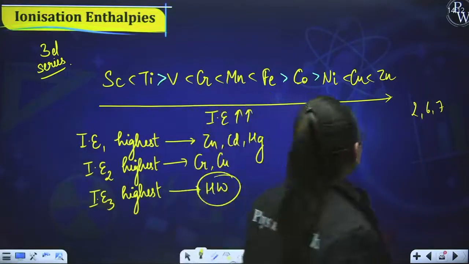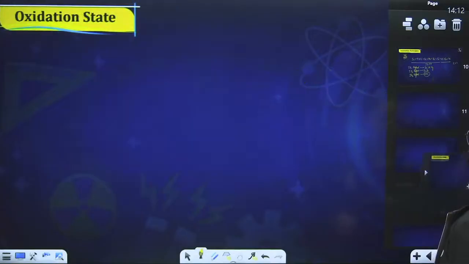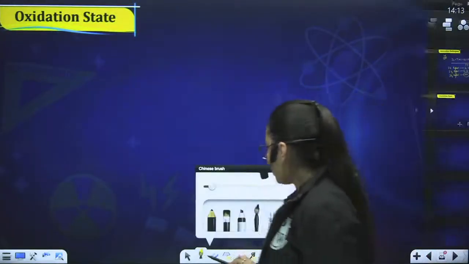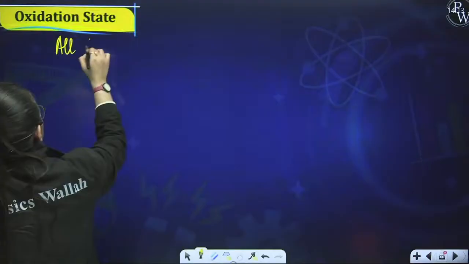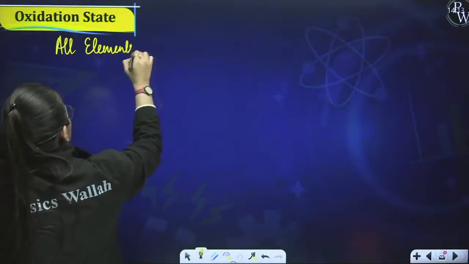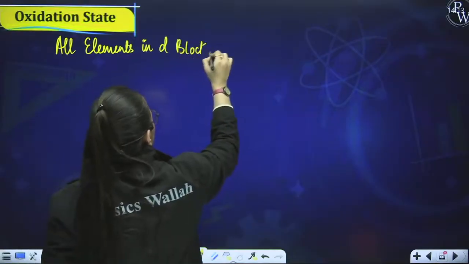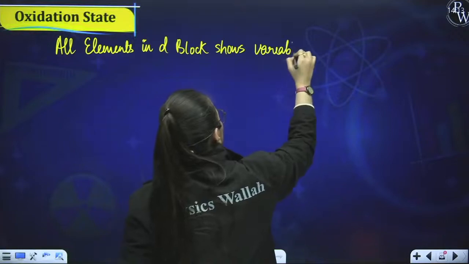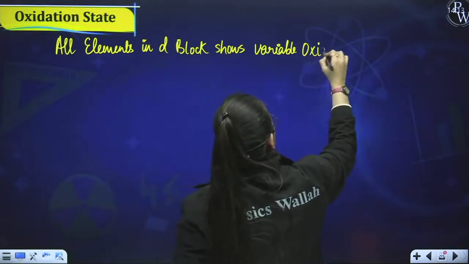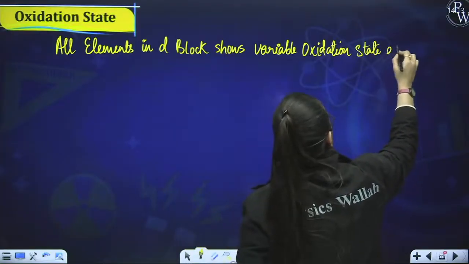Now moving on to the next property, that comes out to be oxidation state. Now we will be doing the next property, that is oxidation state. All the elements in the D block show variable oxidation state except scandium and zinc. Okay, all the elements in the D block show variable oxidation state except what?